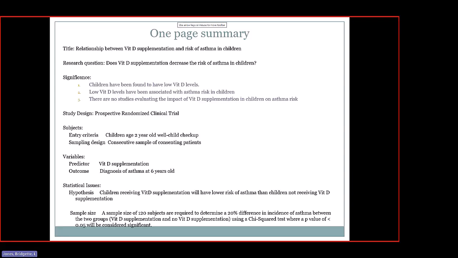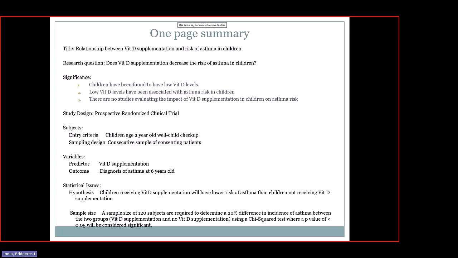So this is the example here, again, using vitamin D. Let's say you wanted to do a study that answers the research question of, does vitamin D supplementation decrease the risk of asthma in children? And first, your significance: you might have done your literature search, and you see that children have been found to have low vitamin D levels.